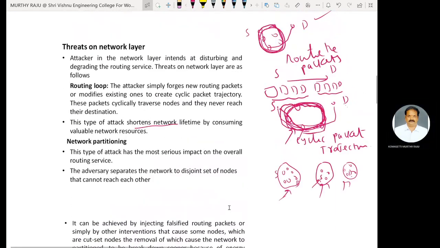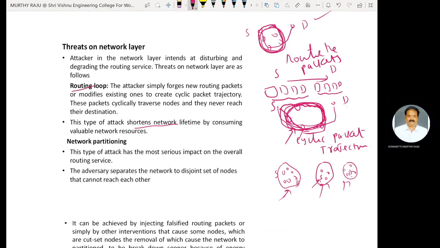Routing loop. A routing loop means a circular, cyclic packet trajectory that disrupts the communication and shortens the network lifetime. Resources of these nodes are wasted. Resources means energy consumption is more and battery lifetime degrades. Finally, those nodes are converted into dead mode, not involved in any communication.